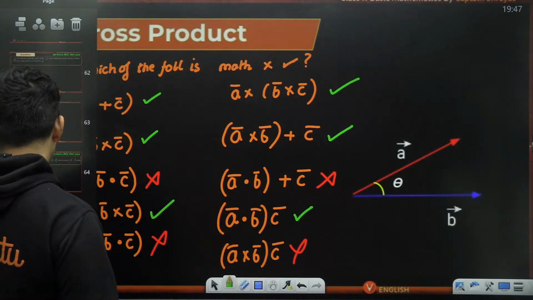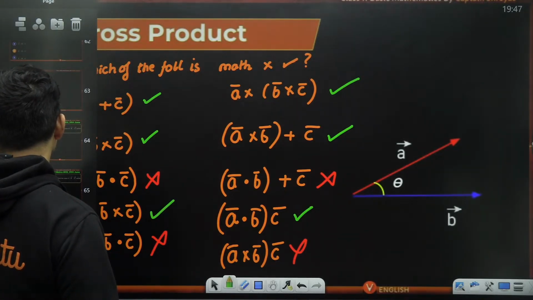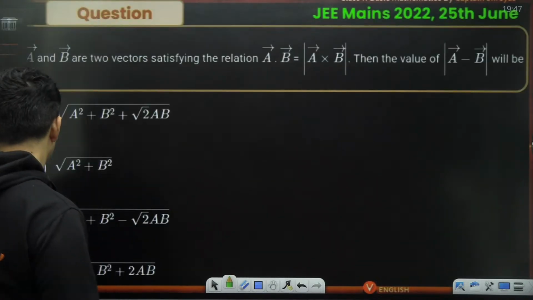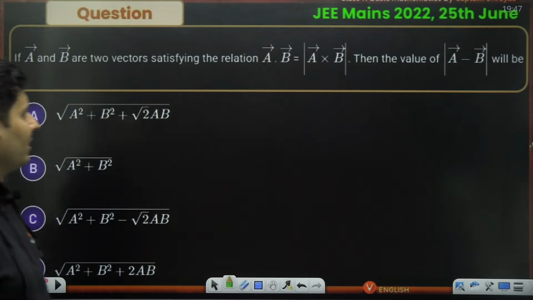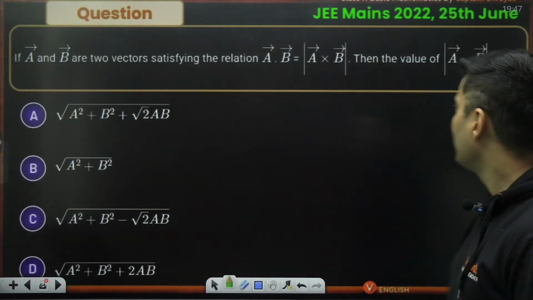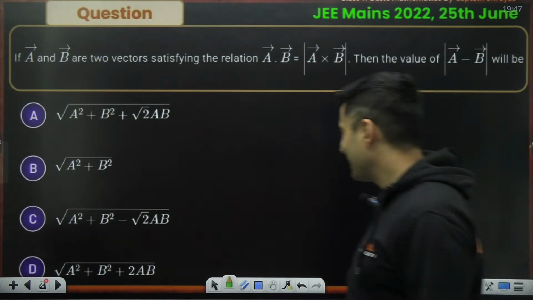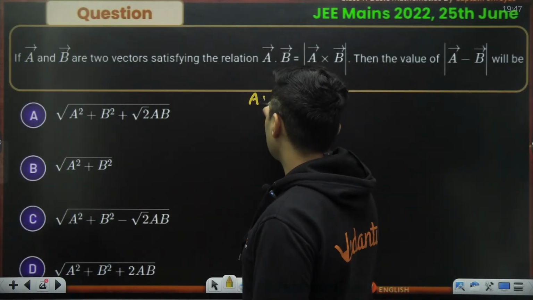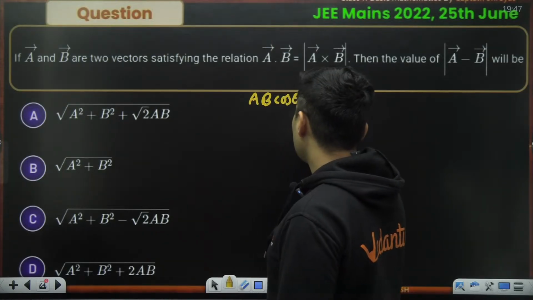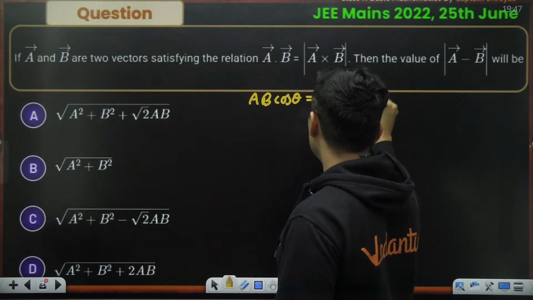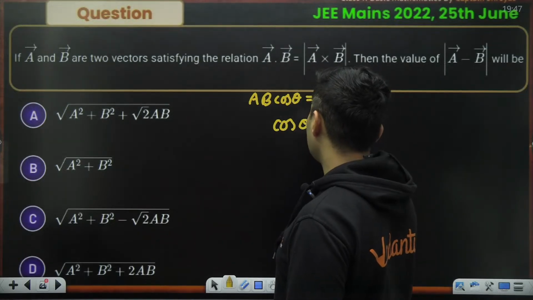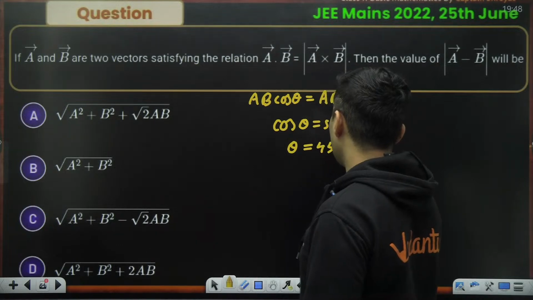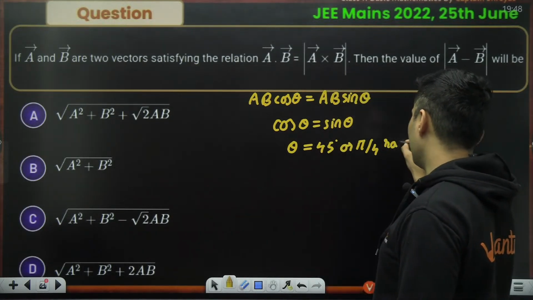All right. Let's see if you guys can do this question. If A and B are two vectors satisfying the relation A dot B is the magnitude of A cross B, then can you find the value of A bar minus B bar? Very nice. A dot B means it is AB cos theta. A cross B magnitude means it is AB sin theta. AB cancels, so cos theta is sin theta. That is only true for one angle, when theta is basically 45 degrees or pi by 4 radian.